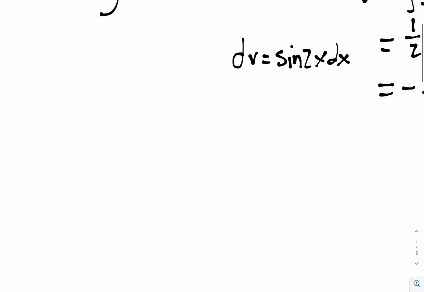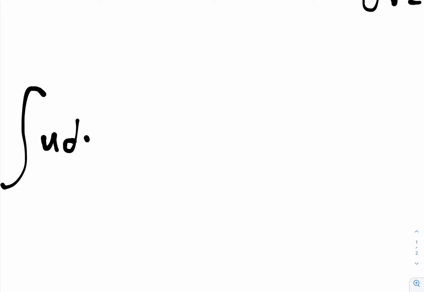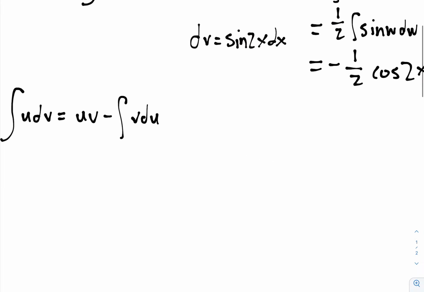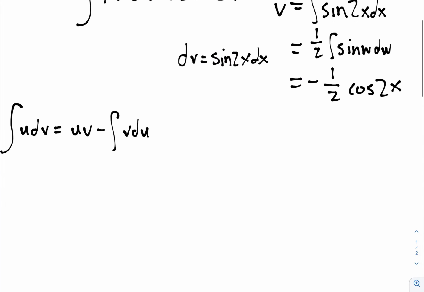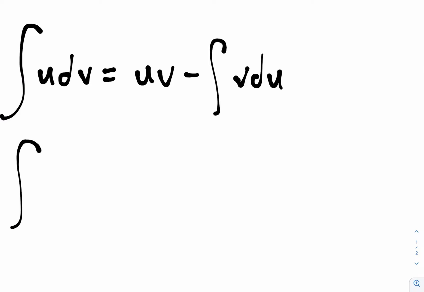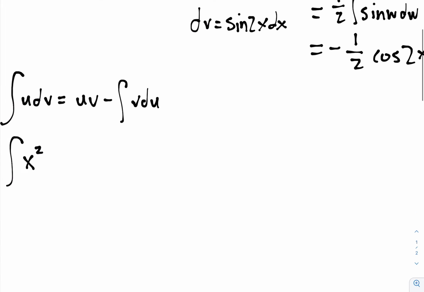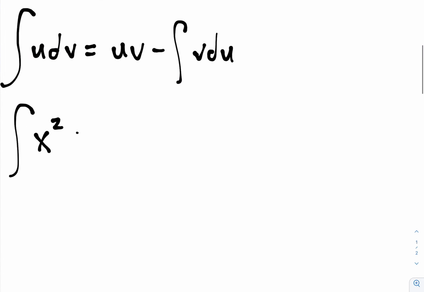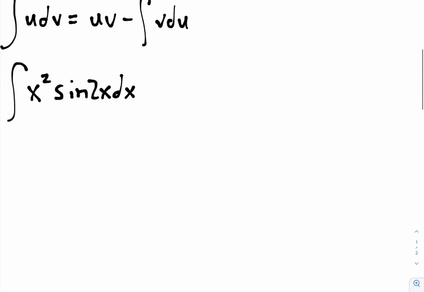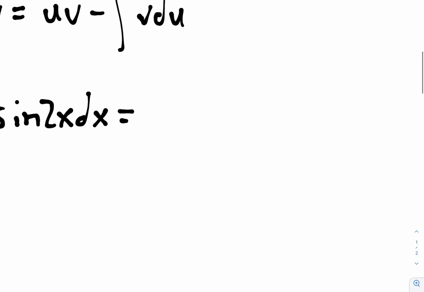Plug this stuff in. So we know that the integral of u dv equals, sorry, I'm going to write u times v first, minus the integral of v du. Okay, let's just plug it in now. So we know our u is x squared. What is dv? That is just the inside of what we originally integrated, so it was that sine 2x dx. That part there is going to equal u times v.